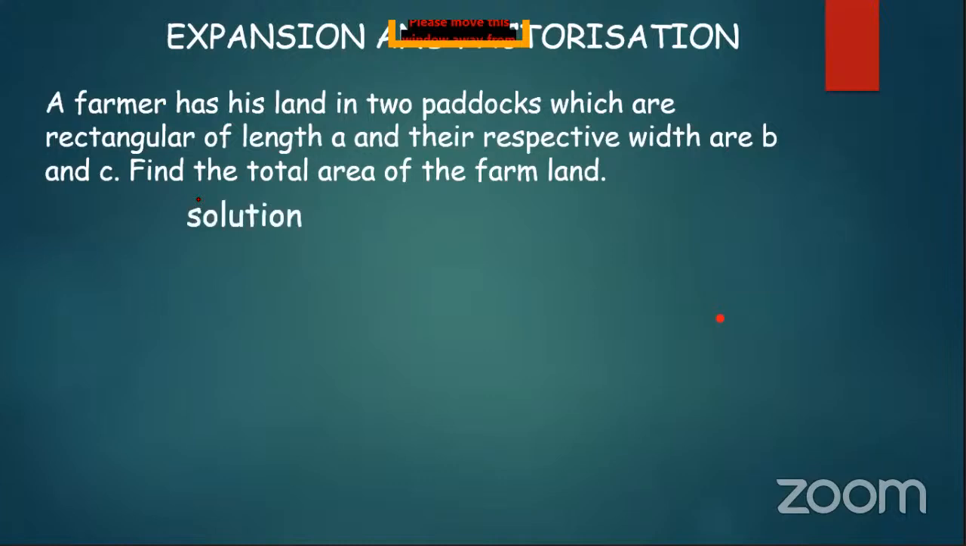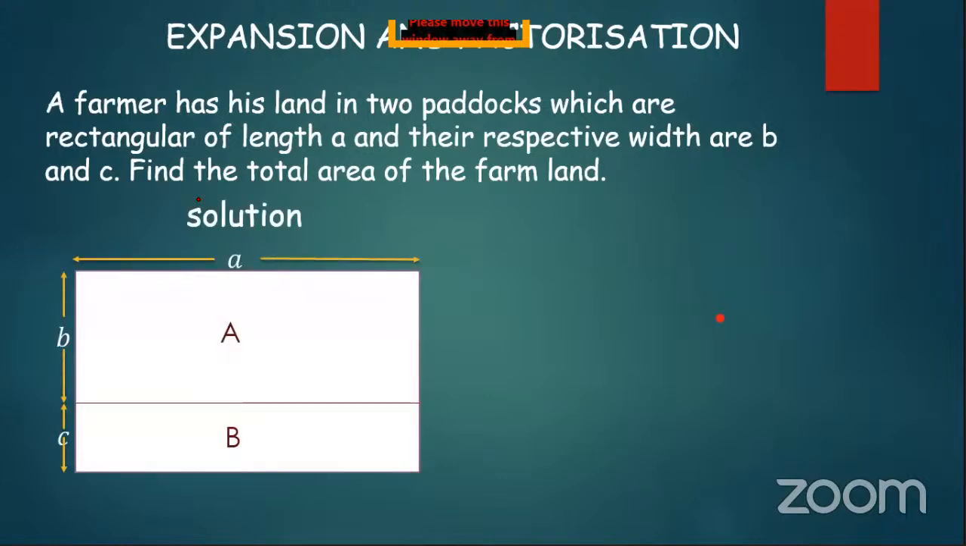So we are going to have our land in the form of a picture. And we are saying the length is A and the widths are B and C. So it is divided into 2. How are we going to find the area of this piece of land? By show of hands. I wish to also get other people to participate. By show of hands, how are we going to get the area?